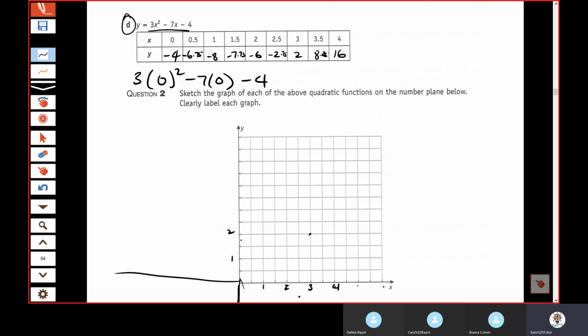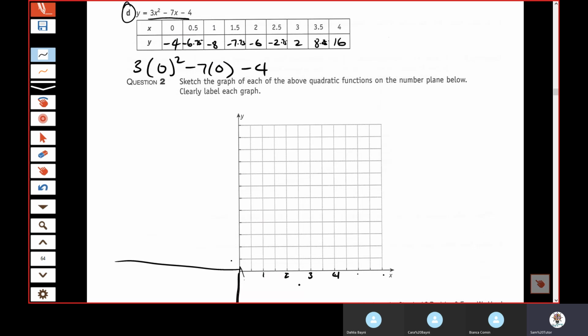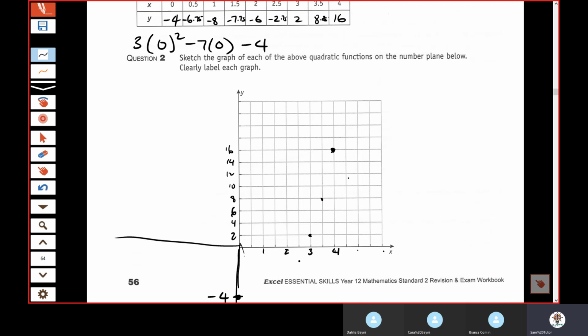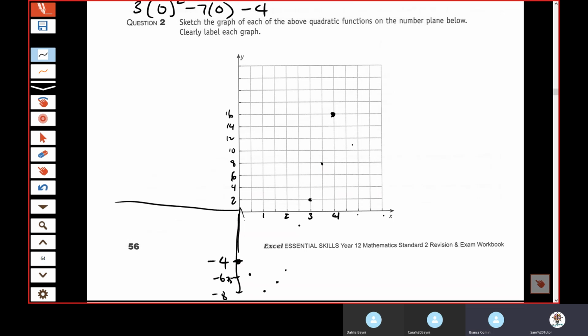Oh, well, that's bad. Let's rub that out. The scales of this. Okay, let's just do it with 2, 4, 6. At 3, it's at 2. At 3.5, it's at 8. And then at 4, 8, 10, 12, 14, 16. Somewhere there. Yes? Do you see the parabola happening?